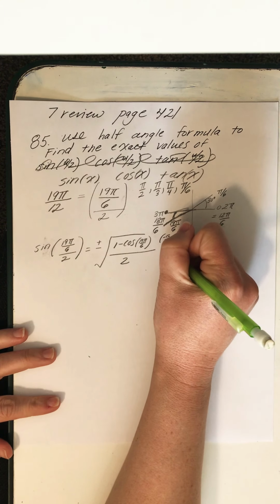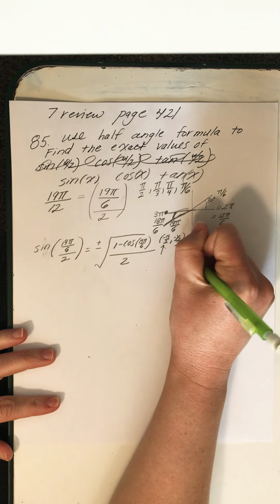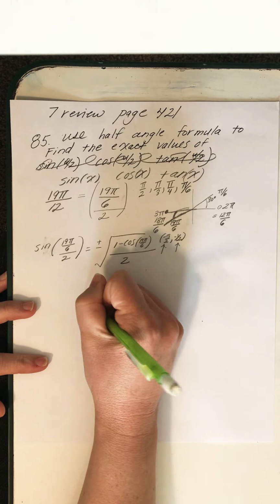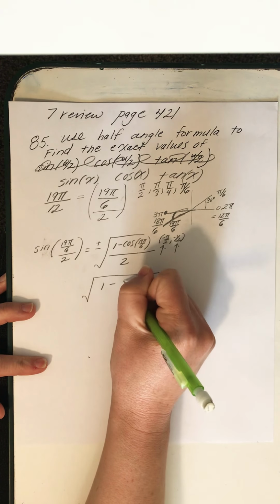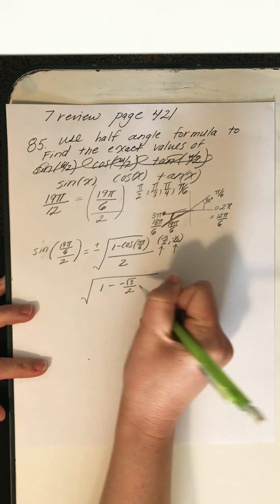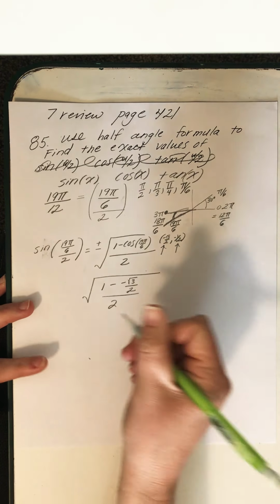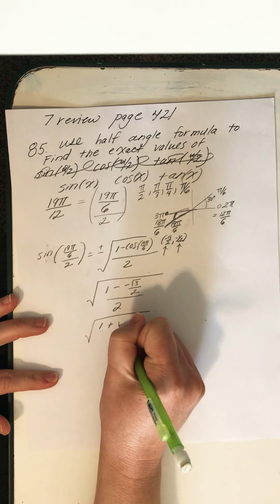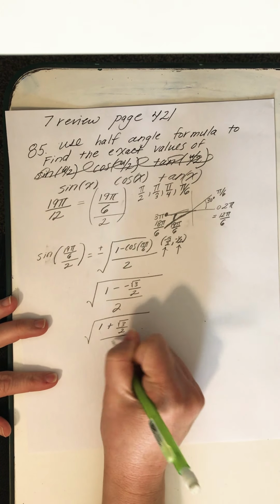So this is our cosine, this is our sine. So our cosine is negative root 3 over 2. So then we have the square root of 1 minus the cosine of 19 pi sixths, which is negative root 3 over 2, divided by 2. So let's now simplify that. We have the square root of 1 plus root 3 over 2, divided by 2.